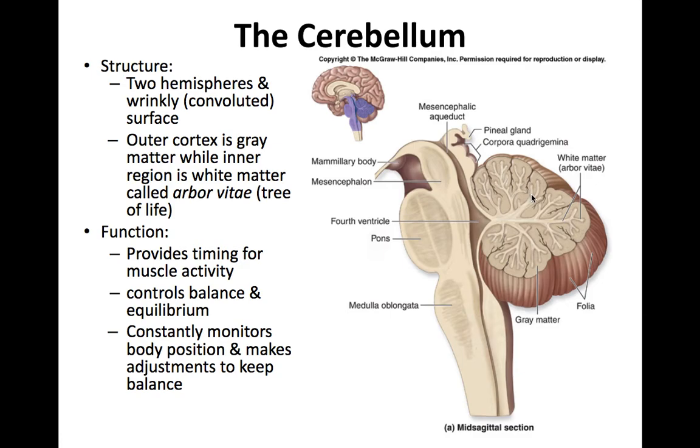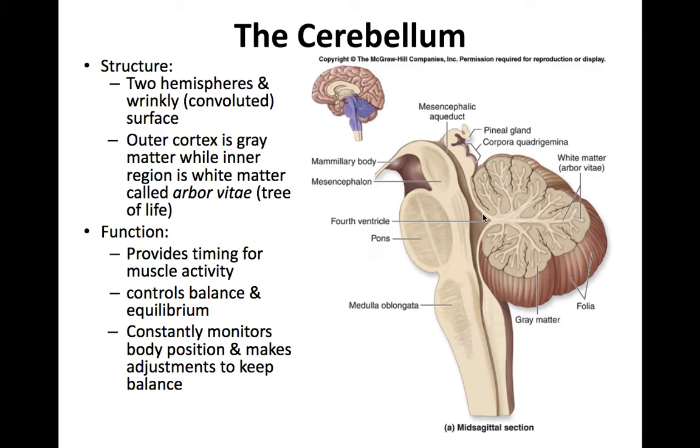Well, it has two hemispheres, left and right. And when you cut into it, it's going to look like this, where you have these gray matter regions on the outside, and then you have these white matter regions on the inside. And the white matter regions spread out into the gray stuff like a tree. So for that reason, the white matter is called the arbor vitae. Arbor being Latin for tree, and vitae, meaning of life.